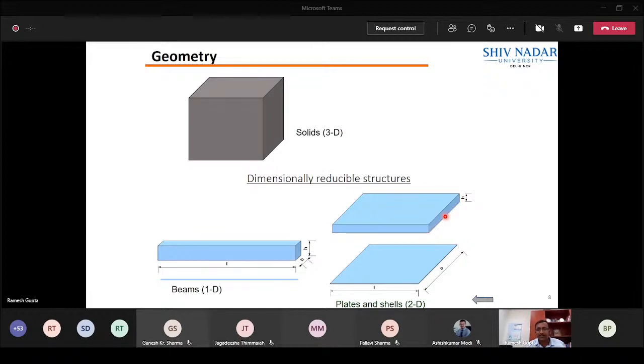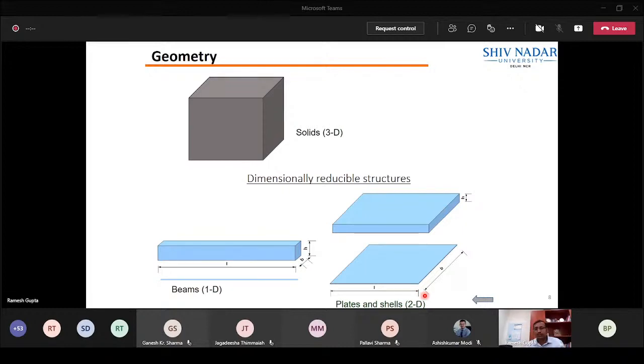Just think of a book that consists of various pages. The total book is a plate, and the mid page you can think of as a surface, and that is the 2D representation of your actual structure, which is 3D, where we can have plates or shells.